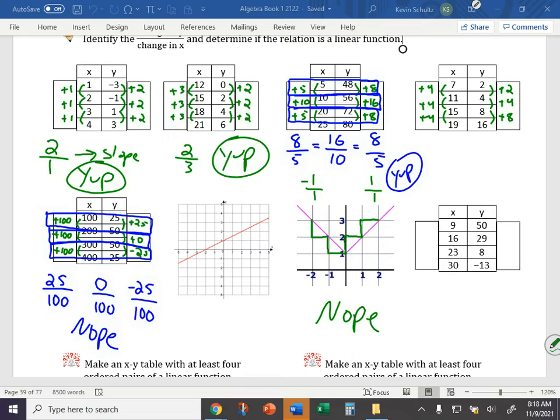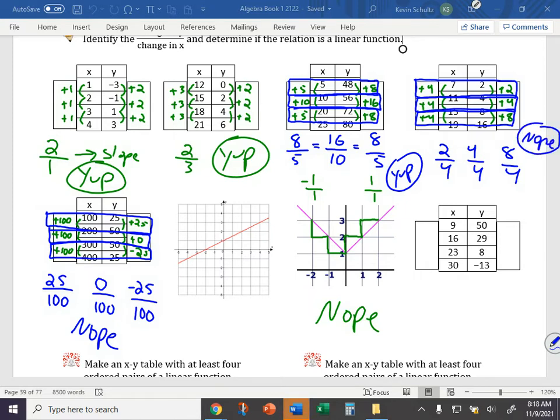Wyatt? The 4 over 4 is a whole, and 8 over 4 is more than 1. Yeah, exactly. Again, we can compare the individual rates, 2 over 4, 4 over 4, and 8 over 4, and we can see those are not the same. Okay, 2/4 is 1/2, 4/4 is a whole, as you said, and 8/4 is 2 wholes, 2 over 1, so that would be a nope as well.